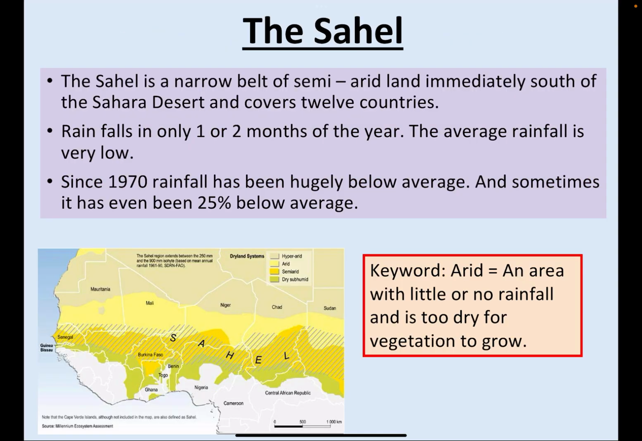As it says there, in the purple box, the Sahel is a narrow belt of semi-arid land immediately south of the Sahara Desert and covers 12 countries. Rainfall is only 1 or 2 months of the year. The average rainfall is very low, and that is a stark difference with the UK. We know in the UK we have rainfall almost every month. It's been quite low lately, obviously, because we have the heat wave. Since the 1970s, rainfall has been hugely below average, and sometimes it has even been 25% below average.